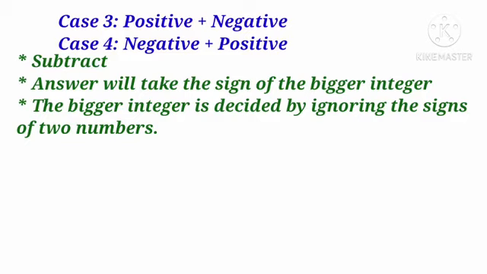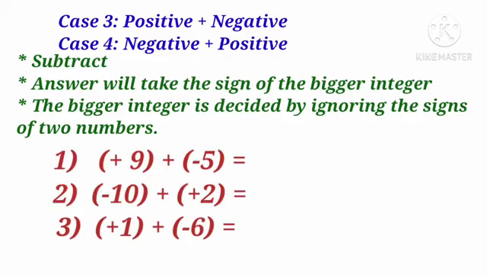Let us understand it with examples. Children, you observe the first problem. Children, here, let us solve the first problem. Plus 9 plus minus 5. Here, first one is positive and second one is negative. What is 9 minus 5? Yes, it is 4. Children, what is the sign of the answer?